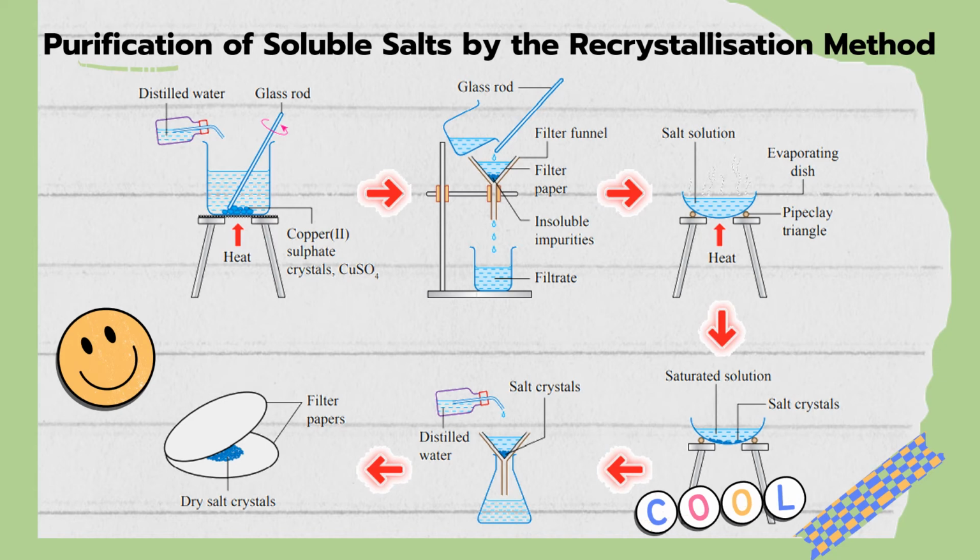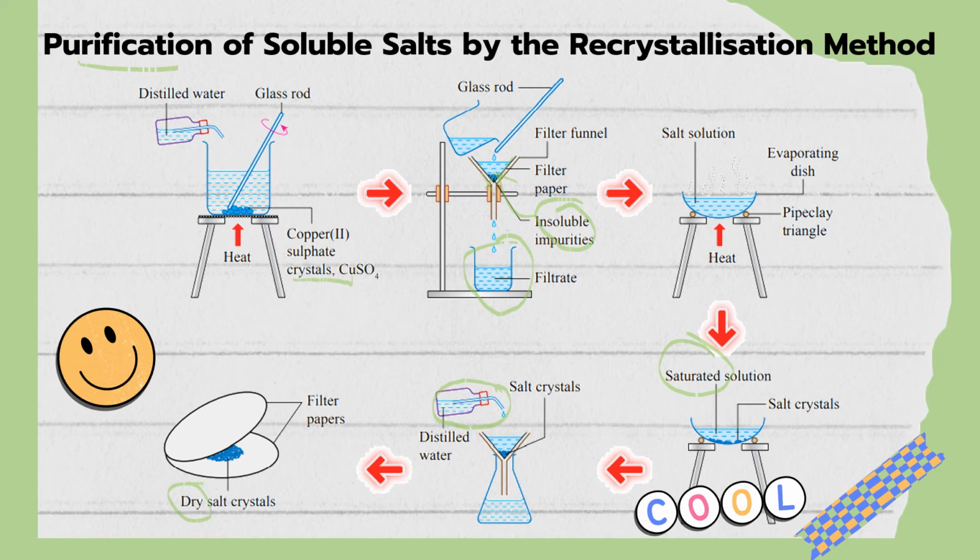Let's say here you have copper(II) sulfate salt. You put it in half a beaker of water, and then stir until all the crystals dissolve. Next, you filter the salt solution. Here is the filtrate, and the excess insoluble impurities will be left in the filter paper. Then heat the salt solution until saturated, and again you repeat the same steps. Rinse the salt and dry the salt between two filter papers.